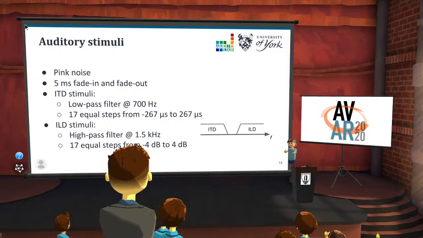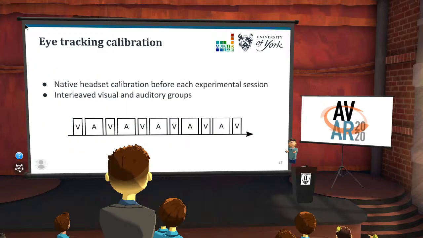The auditory stimuli that we used in this experiment consisted of pink noise with 5 millisecond fade-in and fade-out envelopes. We had two groups of stimuli, one with introduced time difference and another with introduced level difference. The stimuli ranged from minus 267 to 267 microseconds for time difference, divided in 17 equal steps. Similarly, 17 equal steps for ILD from minus 4 dB to 4 dB. We also used high-pass and low-pass filtering to avoid conflicting cues, because time and level based localization work best in these frequency regions. So we paid attention for these two bands not to overlap.